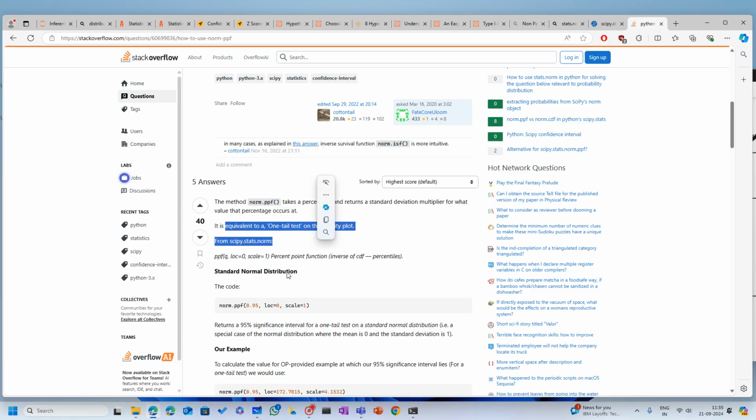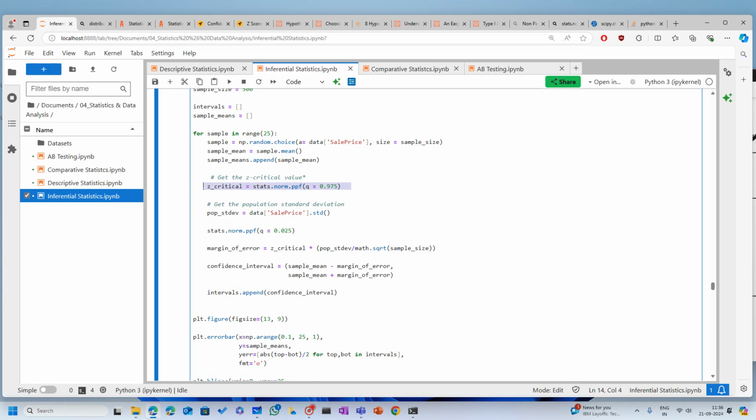But for now, what you can do is understand that for whatever confidence limit you want to apply for the confidence interval, you can pass it as a quartile value to the ppf function. This takes the percentage value, and to that percentage value it applies a one tail test, and on the basis of standard deviation, it will do the mathematics and get you the z critical value. And that z critical value can be multiplied with the standard deviation and divided by the square root of n to get the margin of error.